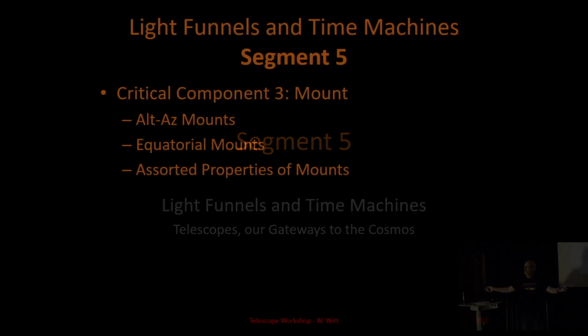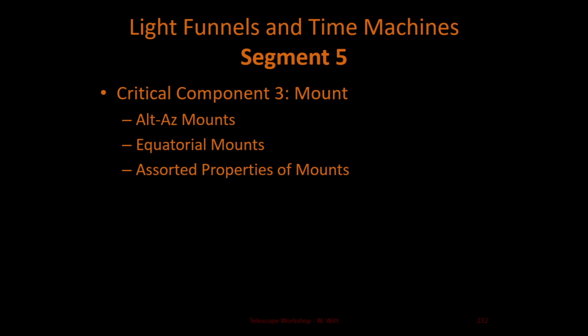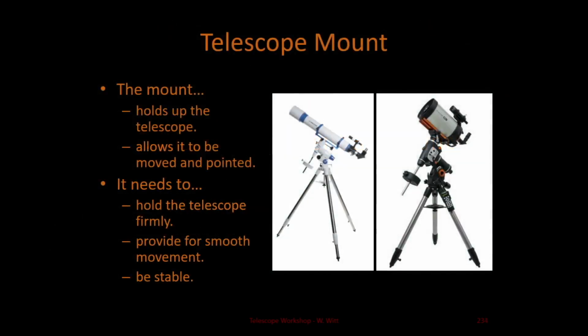All right, so the mount is a critical component because the telescope sits on it. There are alt-azimuth mounts and equatorial mounts, and then we'll talk about some properties of these mounts. The mount has to hold the whole thing up. It has to allow the telescope to be pointed, and importantly, it has to hold the telescope firmly and provide for smooth motion and be stable. You'd be surprised, something can look stable just looking at it standing here, but when you look through, it can be jiggly like Jello.